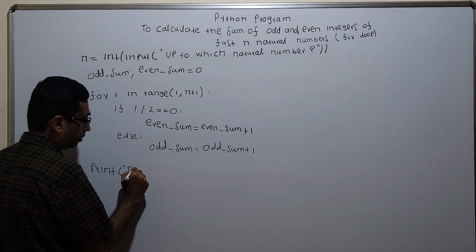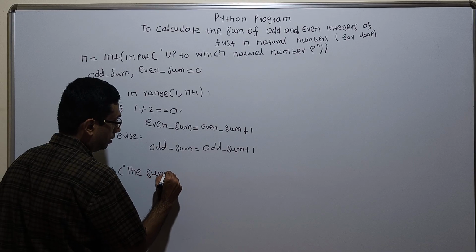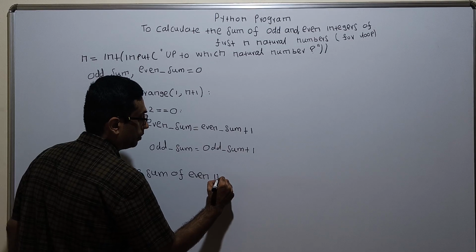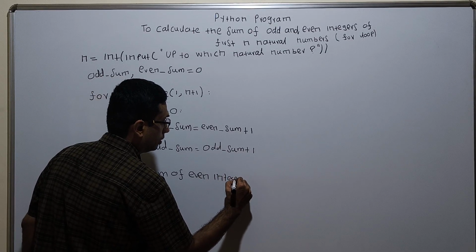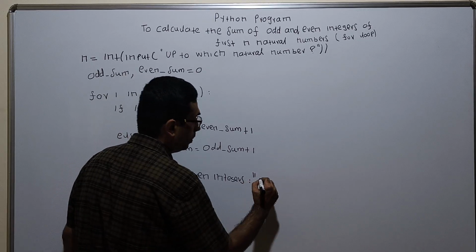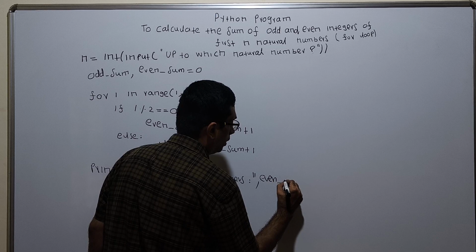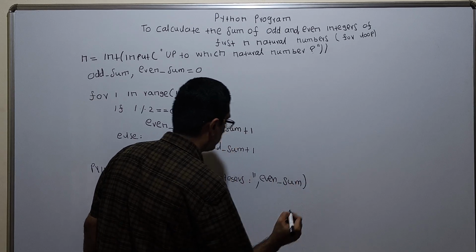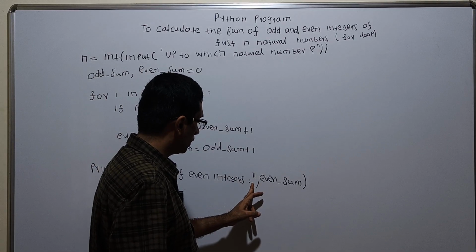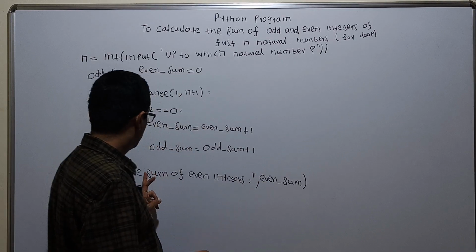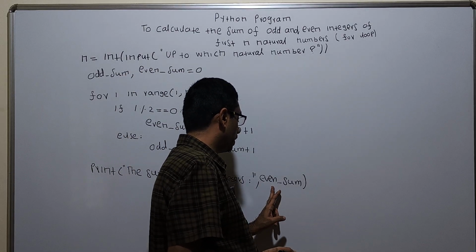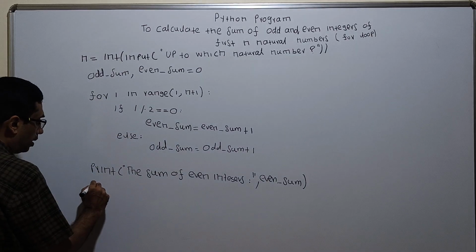Print the sum of even integers colon, I am closing the string, followed by the variable even_sum. Here the print statement displays the string "the sum of even integers:" followed by the value in the even_sum. Likewise, I am printing the odd sum.